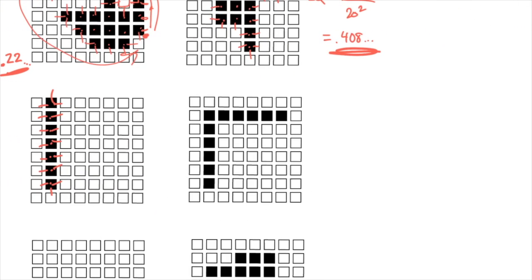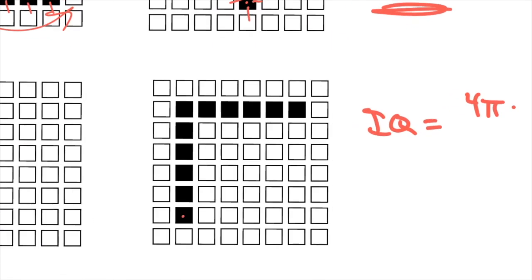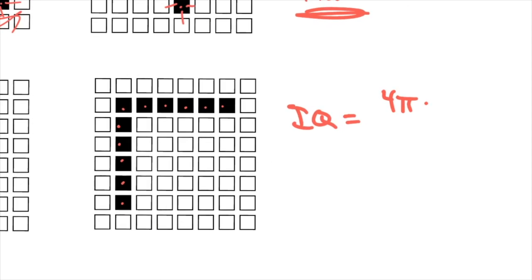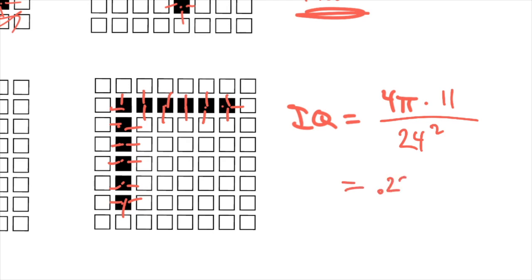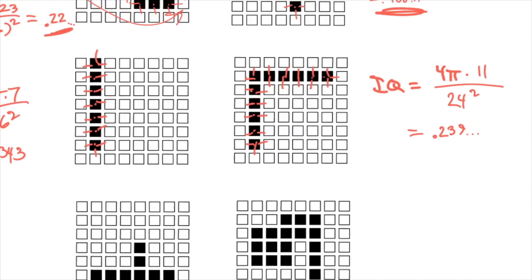Let's try this one. I hope you got this one. When I do this one, I get, as usual, 4 pi times the area. All right, what's the area? It's 1, 2, 3, up to 11. 4 pi times 11 divided by the perimeter squared. I count that: 1, 2, 3, up to 23, 24 squared. On my calculator, that equals 0.239, etc.